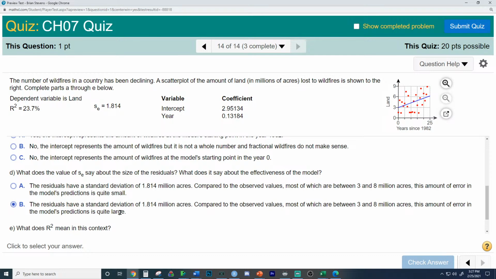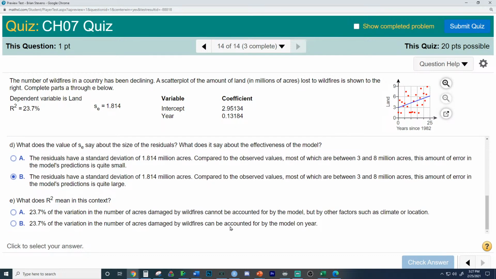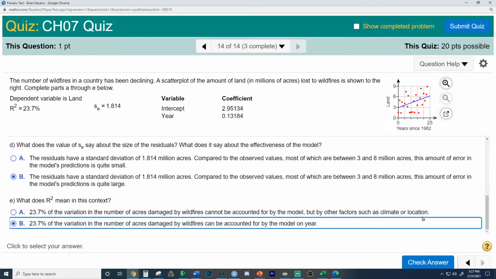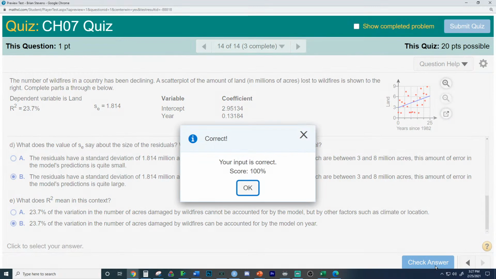This one says they're small, this one says they're large, and so the answer is that the errors are quite large. Explain the R squared in context. 23.7% of the variation in the land damaged by wildfires can be accounted for by the model's years. No, we don't include the other factors.